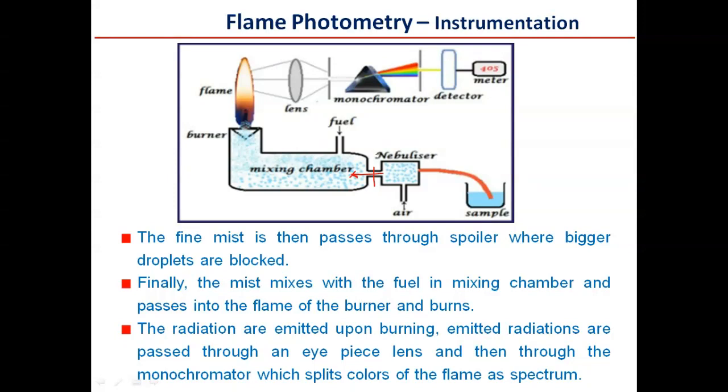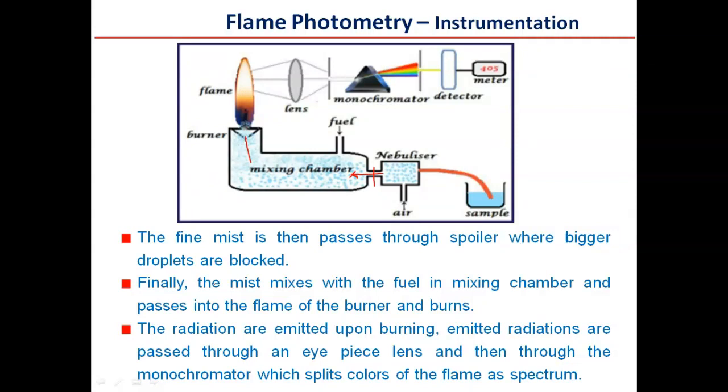Then finally the mist, which is a combination of the sample solution and the air, mixes with the fuel. This is the fuel. Of course the fuel is required to burn the flame. So the mist mixes with the fuel in a mixing chamber and passes into the flame of the burner. Here it burns the mixture that contains mist and the fuel.